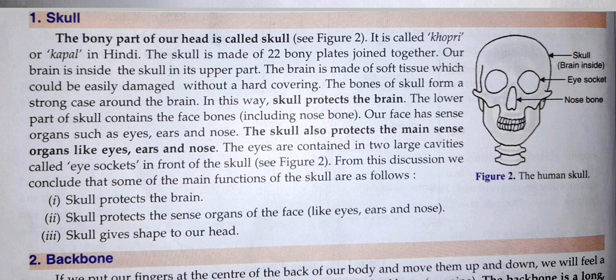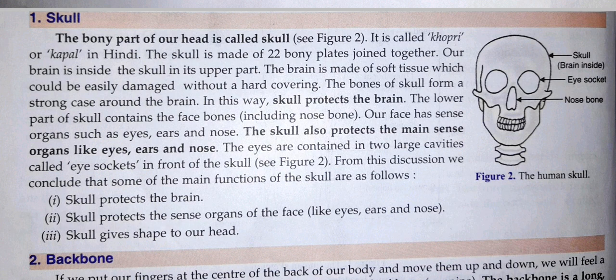Eyes are contained in two large cavities. See here the eye socket it is given. It is called the eye sockets in the front of the skull. If you touch near your eyes, you will feel that hard substance, that is the eye socket, and inside that socket your eyes are protected.